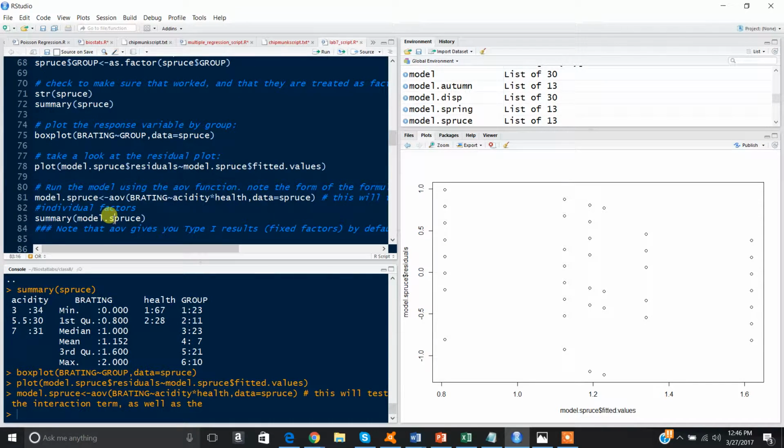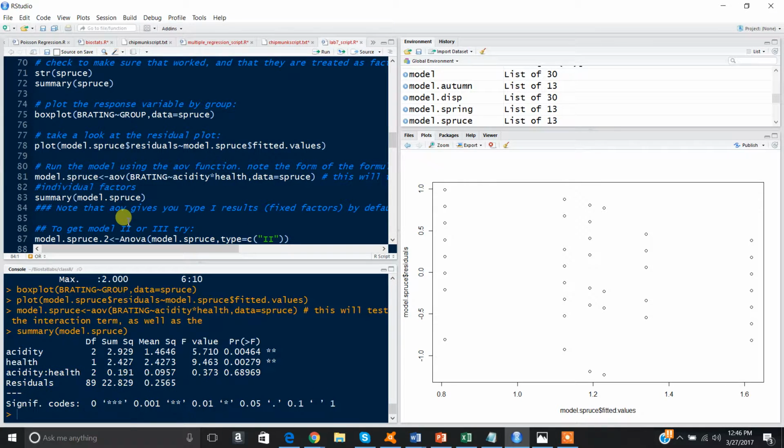And we'll pull up the summary for that. Okay, so in our output, we see that both pH, or your acidity, and health have p-values that are less than 0.05, which is what we're using as our confidence interval. We're using the 95% confidence interval.